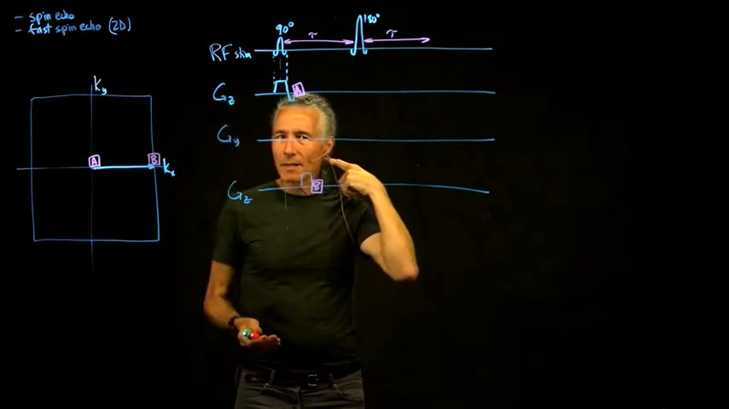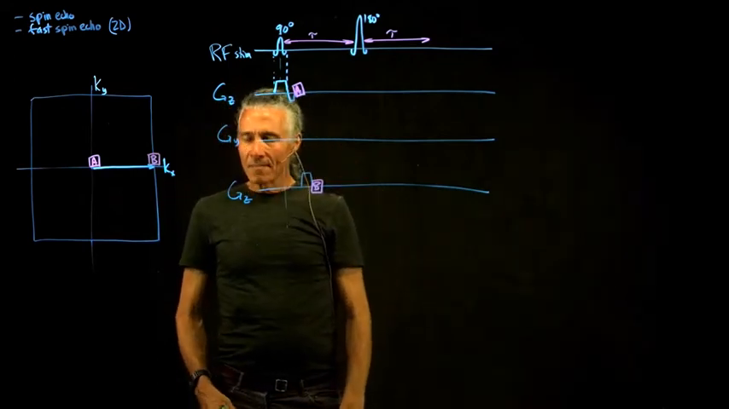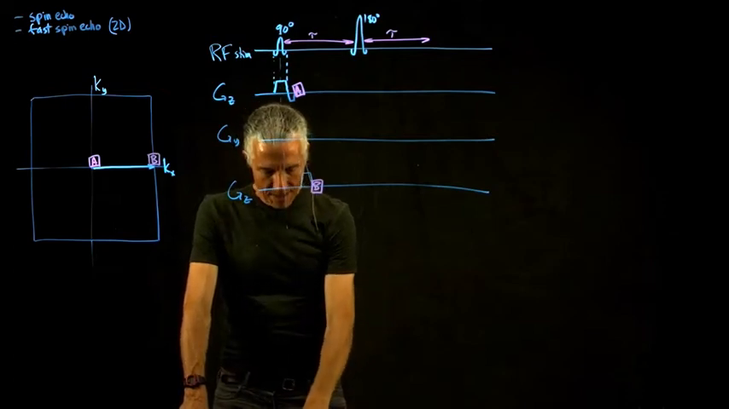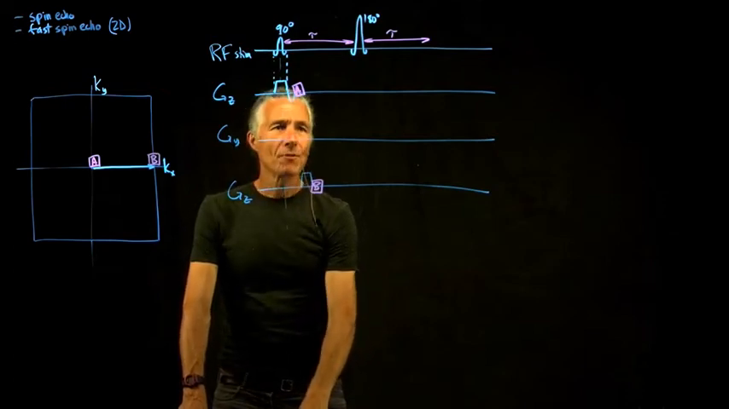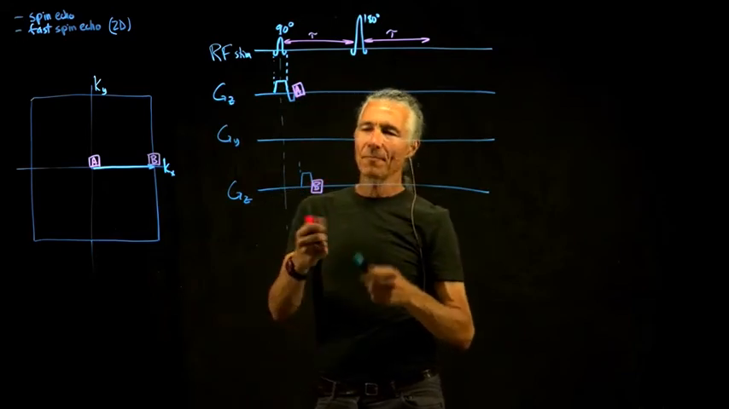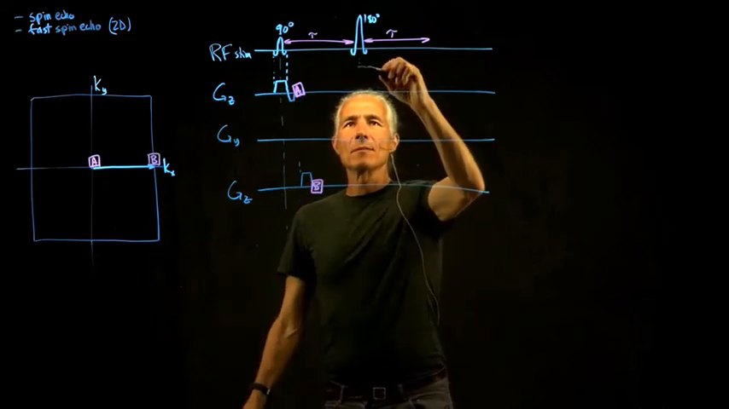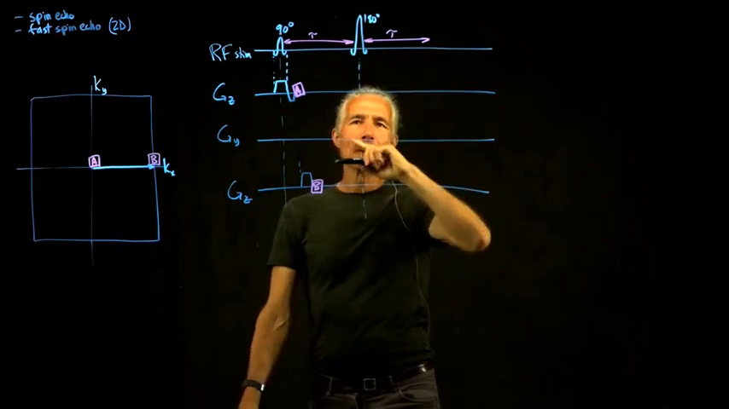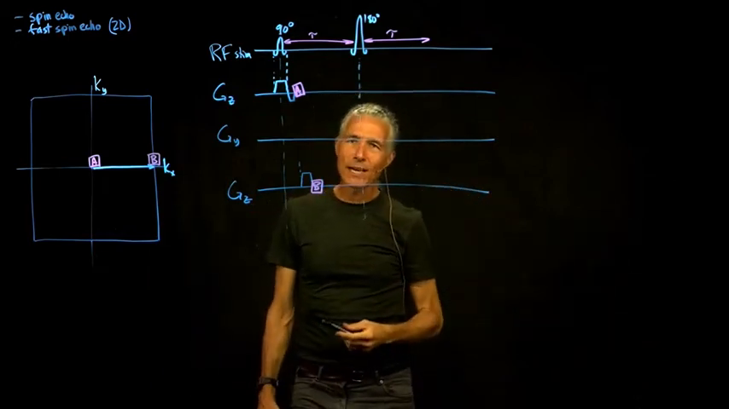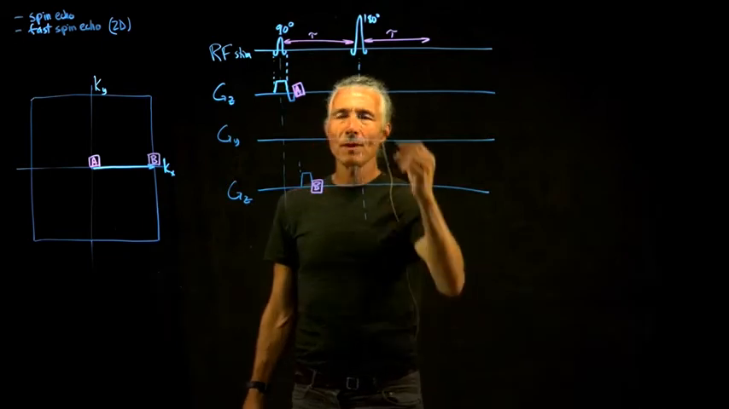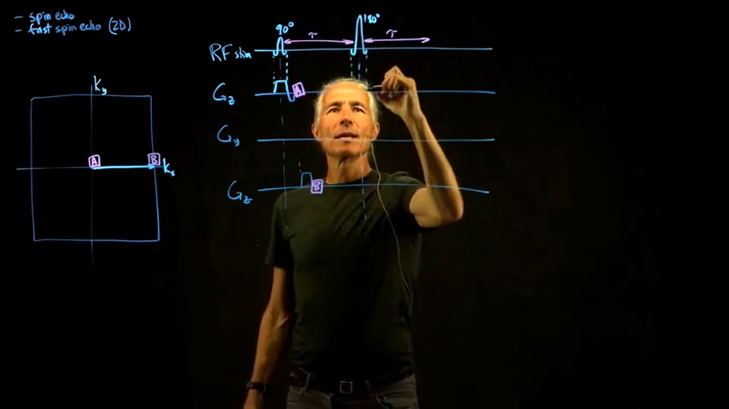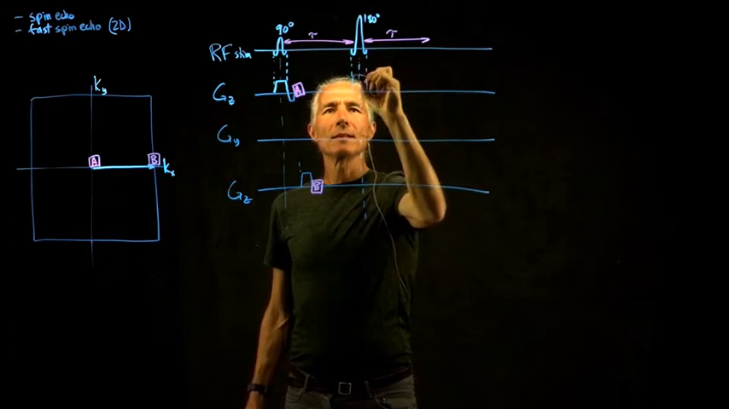So then what do we do? Let me draw it like I drew it here. After the 180, so here's the 180. When we do the 180, we also have to do a slice select for the 180 because we're going to be doing different slices. So here's the 180. So we do a slice select for the 180.